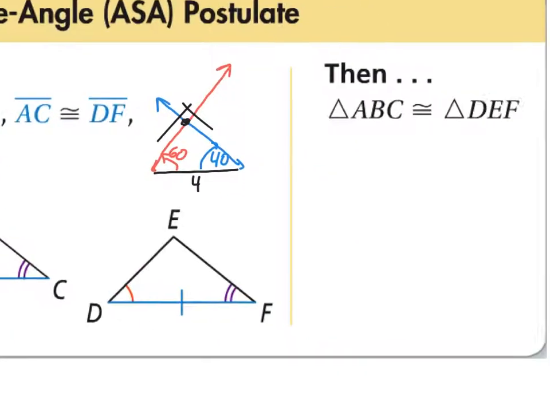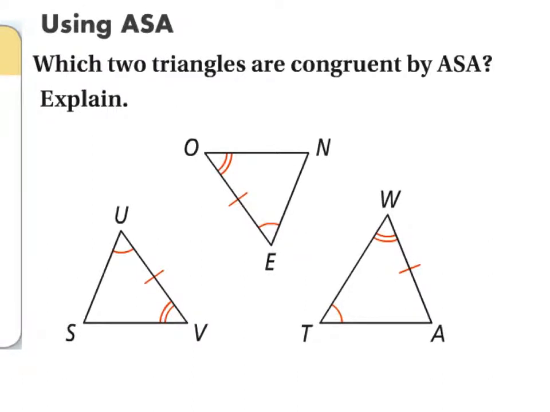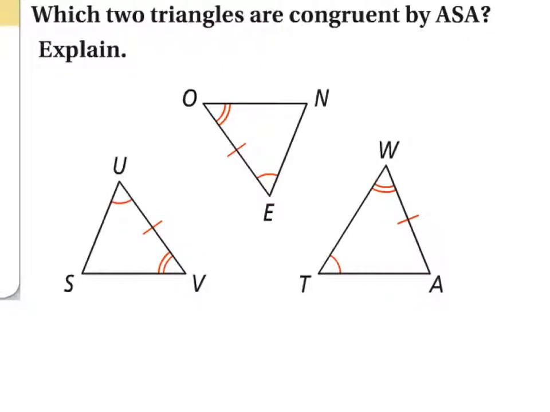Let's take a look at the example right next to us here. Which triangles are then congruent by angle, side, angle? Okay, the first and the second. Can you name them for me? Triangle UVS and triangle ON. Triangle UVS is congruent to triangle, say that again? ONE. No. No.